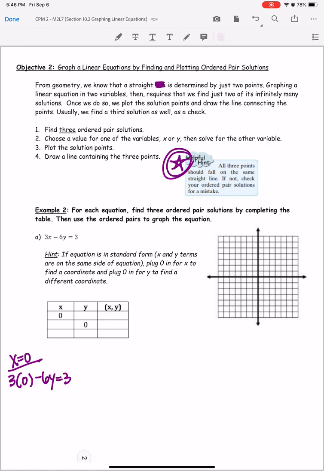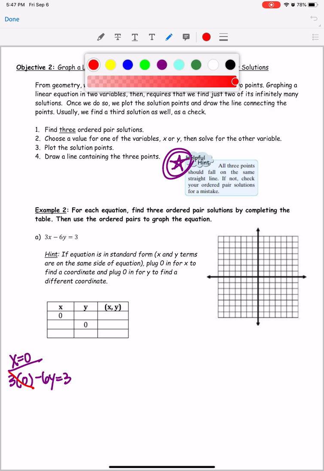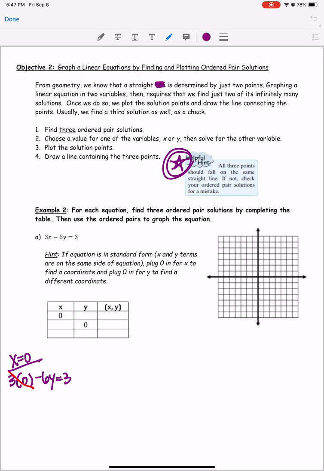Okay. 0 times anything is 0, so that just goes away. So when we bring this down, be careful, we've got a negative in front of that 6, so this is now negative 6y equals 3. Divide. And of course, for our very first one, we're going to get a nice little fraction. We get negative 1/2 or negative 0.5. It's not totally uncommon to get fractions, but it doesn't happen all the time. So that's just an unfortunate, bad first example.